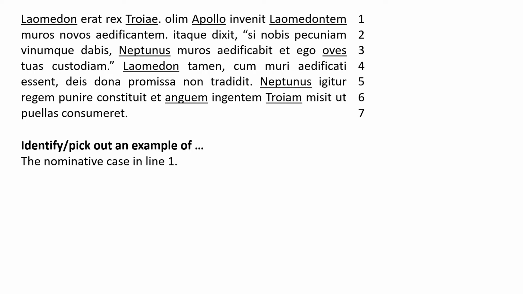So here is how the examiner might start. Identify or pick out an example of the nominative case in line 1. As I say, he often starts like this, and often there are multiple answers to the question. So in this case, you could have the name. Names count because they have cases just like any other noun. So here's another name, and then obviously Rex. That's perhaps the most obvious one that would jump out to most students. So a nice gentle start, and a lot of the examiners do start with something nice and easy for the first question.